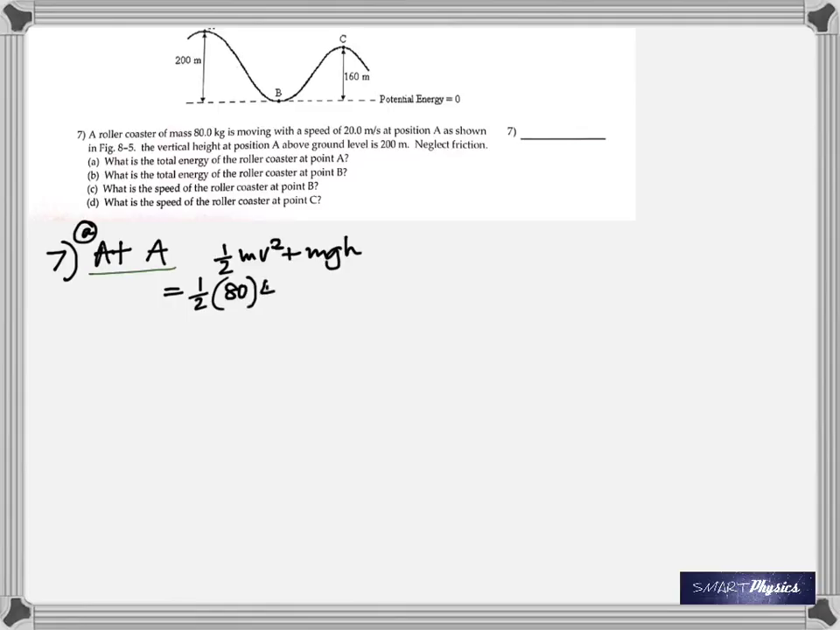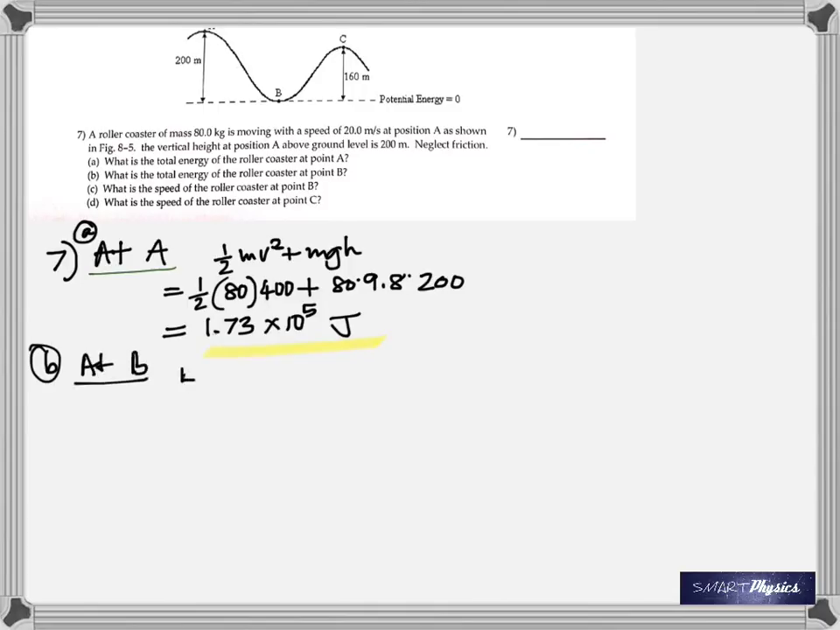All quantities given, nothing tricky in this question. It's easy. Okay, and then B says, what is the total energy at point B? Come on now. Total energy has got to be the same. So energy is conserved, so it'll be the same number. Total energy at B is the same thing. And then C says, what is the speed at point B?